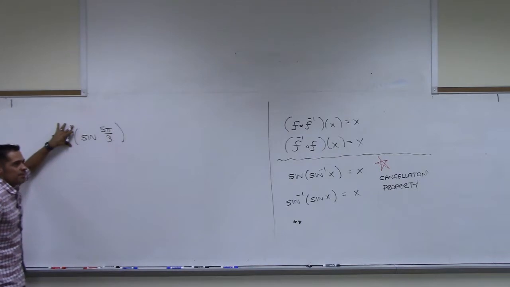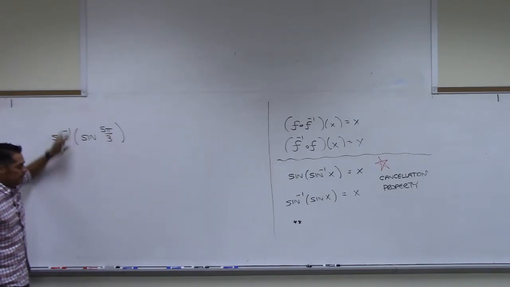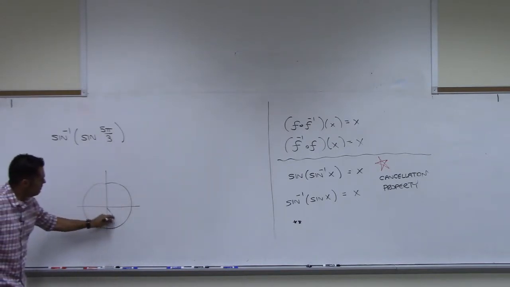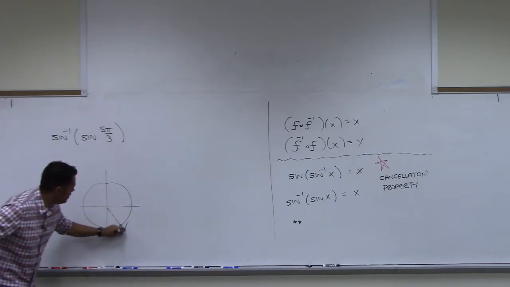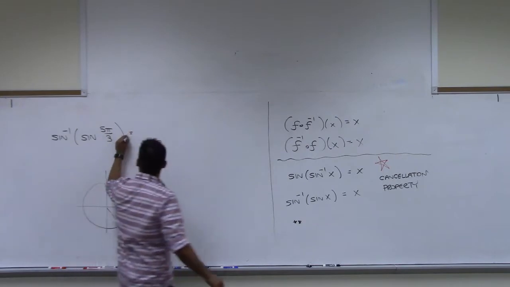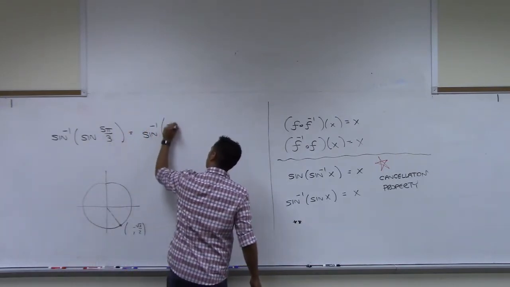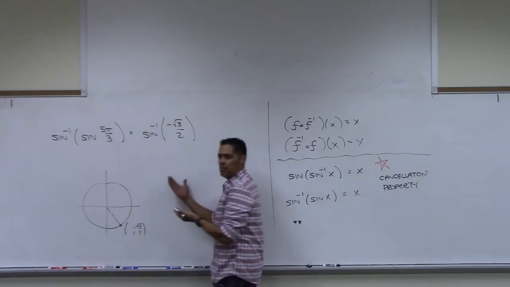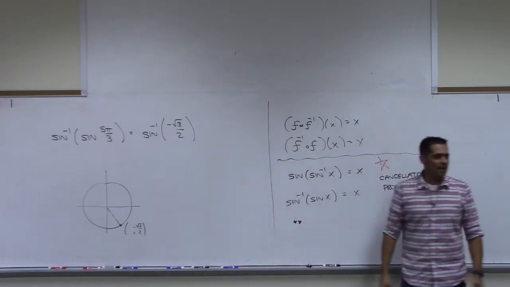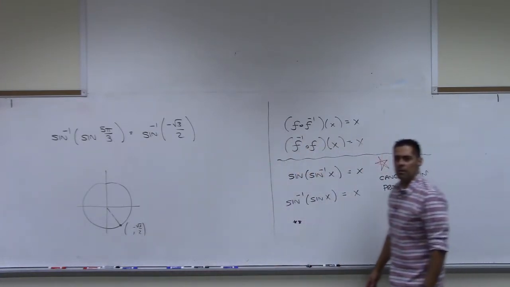What is sine of 5 pi over 3? That's the y coordinate at the angle 5 pi over 3 on the unit circle, right? So where's 5 pi over 3? Isn't that down here? That's where the y coordinate is. What's the y coordinate there? Negative root 3 over 2, right? Yes? Okay, so this should be sine inverse of negative root 3 over 2. That's what this should be, right? What is arc sine of negative root 3 over 2? We just did that. What was the answer? Negative pi over 3.